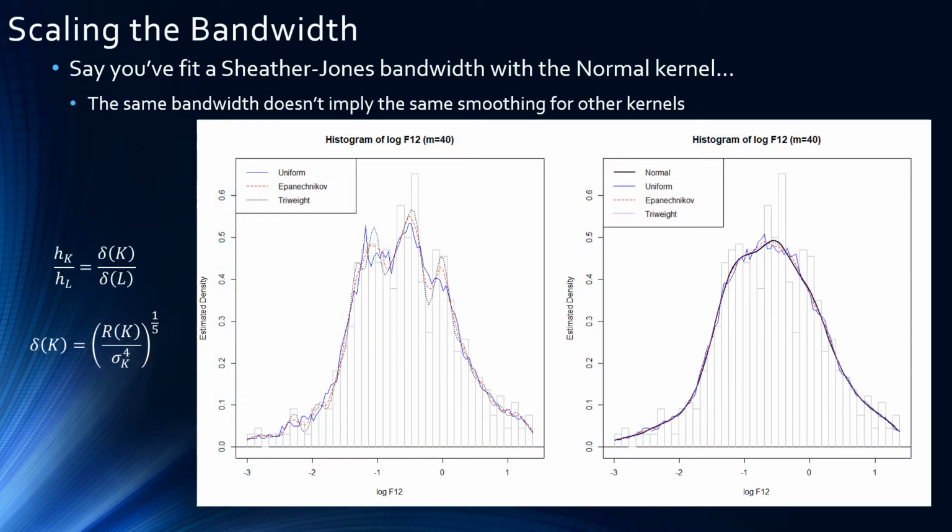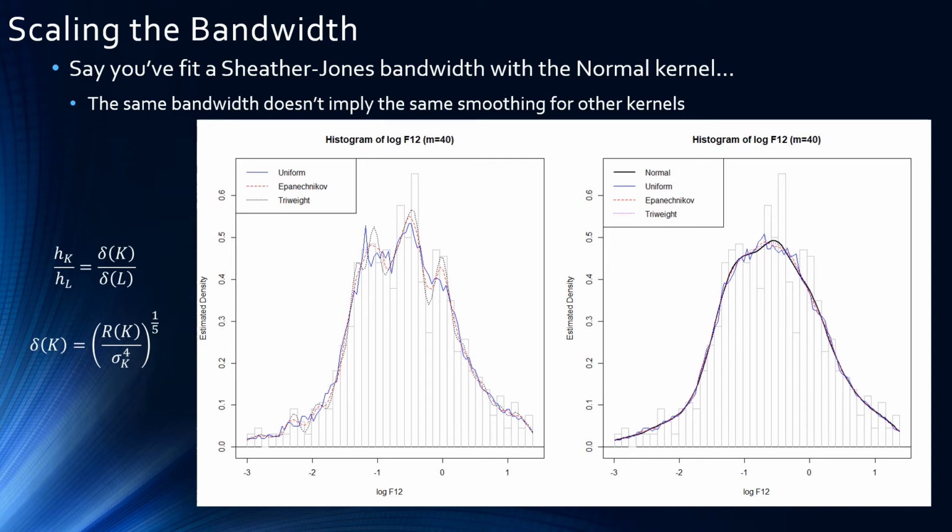So another issue is scaling bandwidth. For example, we fit some bandwidth using the normal kernel and the Sheather-Jones method. And so this bandwidth that you get won't work for every kernel. You have to scale them using this formula right here, or delta of some kernel where delta is equal to this value right here.